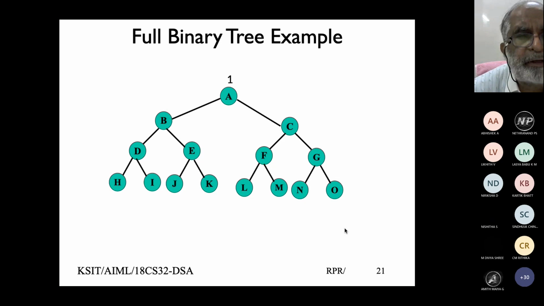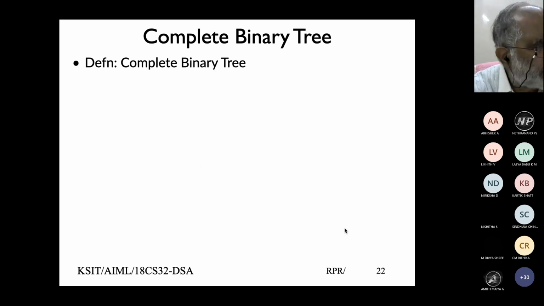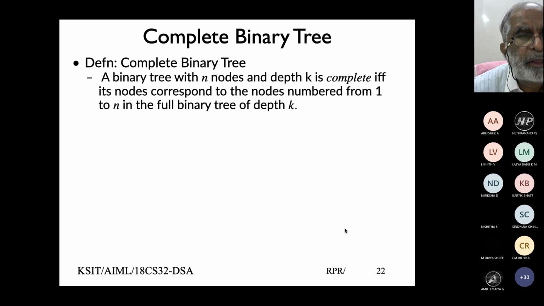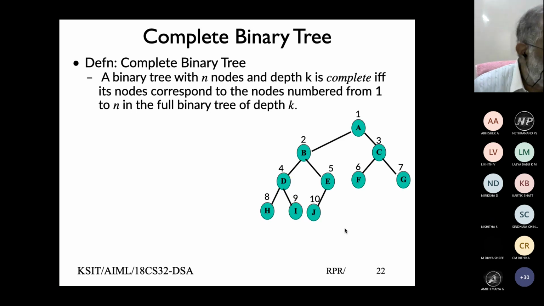We then defined the complete binary tree. Essentially, a full binary tree means the total number of nodes in the binary tree is equal to the maximum number of possible nodes. If that is the case, that is called a full binary tree. A complete binary tree is a binary tree such that when its nodes are numbered, the numbering corresponds to their numbering in the respective full binary tree.